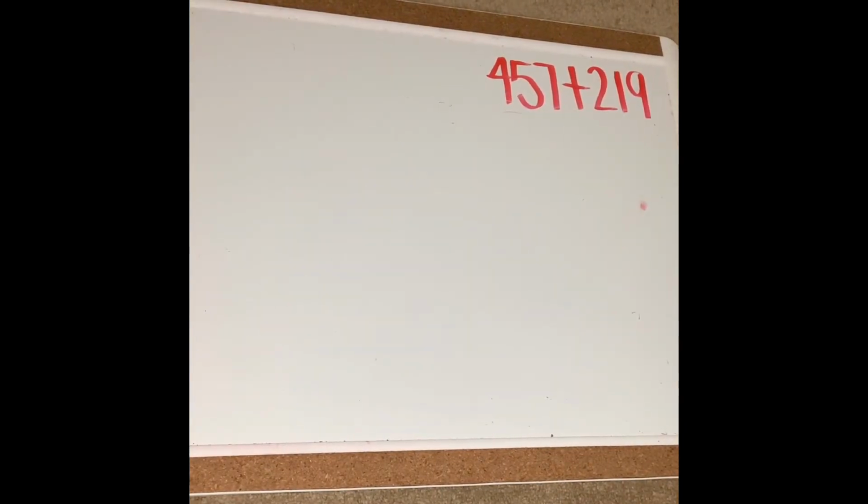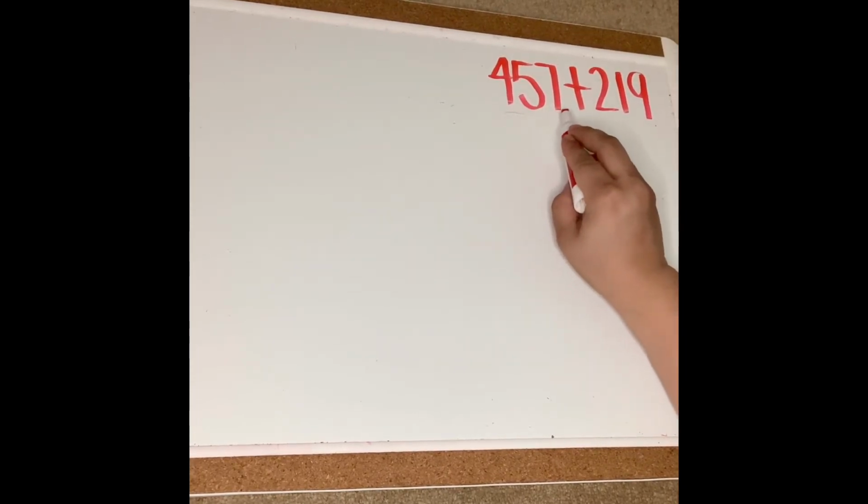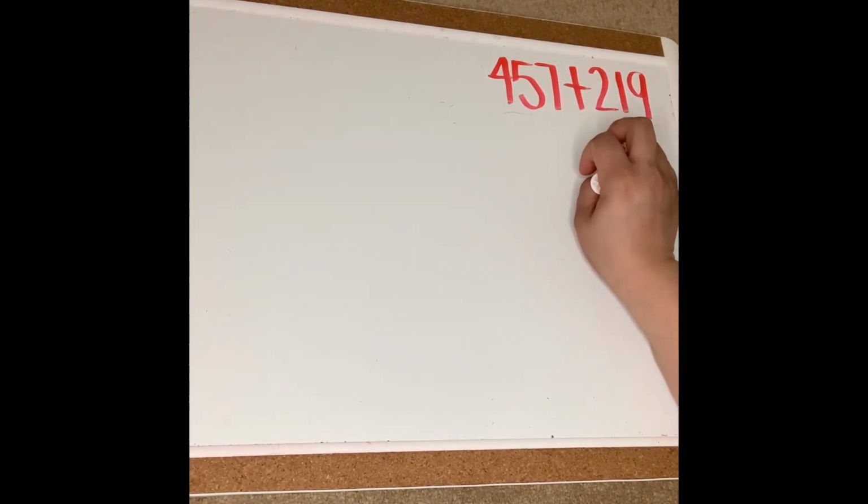Yesterday we started talking about addition with three-digit numbers. We talked about how to build the numbers and how to add, starting in the ones place. Today we're going to continue talking about three-digit addition, but we're going to move on to regrouping. So the first example I'm going to show you is 457 plus 219.